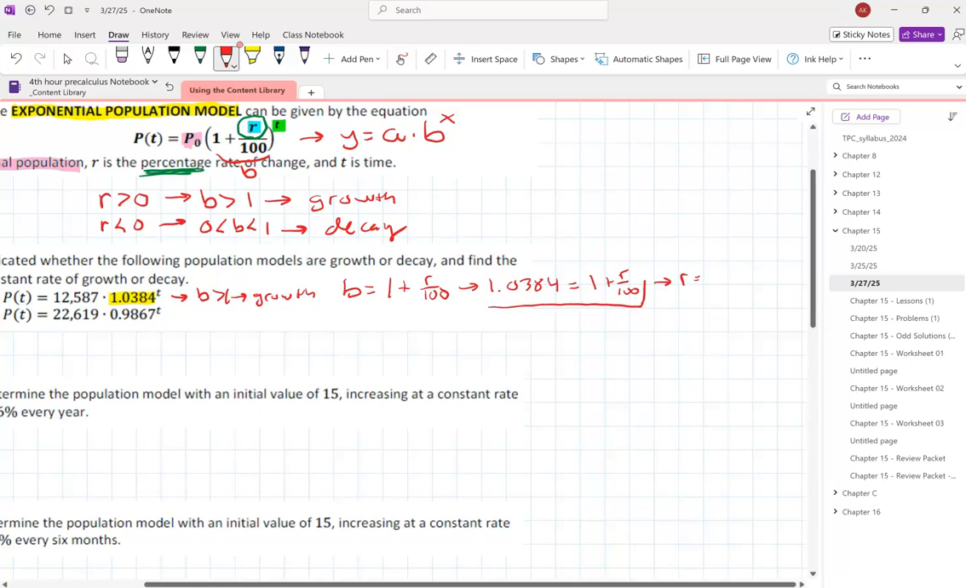We're talking about this equation here. If I wanted to solve that for R, how would I do that? How would I get everything else onto one side, get the R by itself? Subtract by 1 and multiply by 100, right? When I do that, I get 3.84.